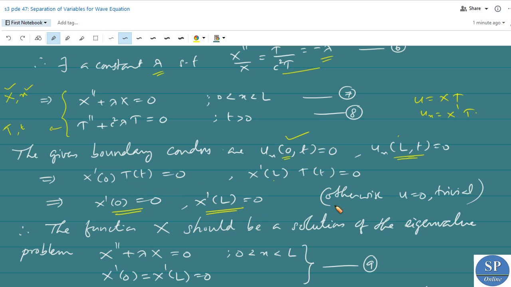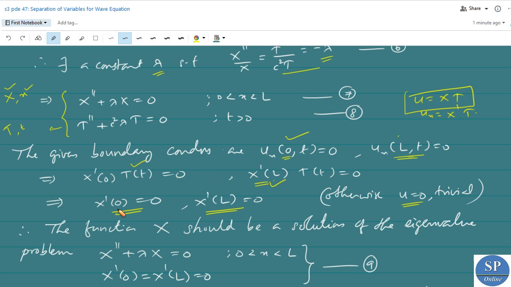Otherwise, we will get a trivial solution, because if X dash of 0 is not equal to 0, then we have T of t equals 0. Then T of t equals 0 implies from this we get u equals 0. So the solution will be trivial. So we are seeking a non-trivial solution. So here we will get X dash of 0 equal to 0 and X dash of L equal to 0. Here also, if this is not equal to 0, we will get T equal to 0. That means u equal to 0. So we will get only the trivial solution.